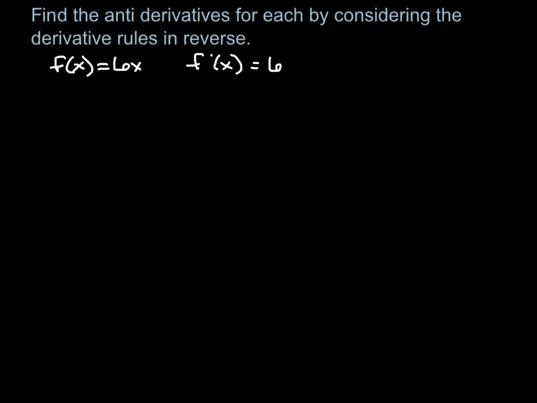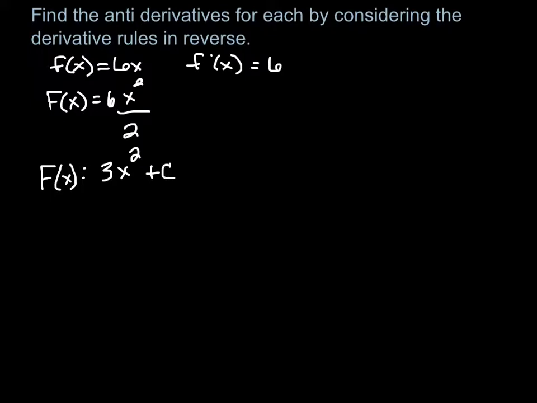So if I'm finding the antiderivative, I'm going to do the exact opposite. So I'm going to add to the exponent first, and I'm going to divide by the new exponent, and I'm going to simplify. And don't forget about your plus c.